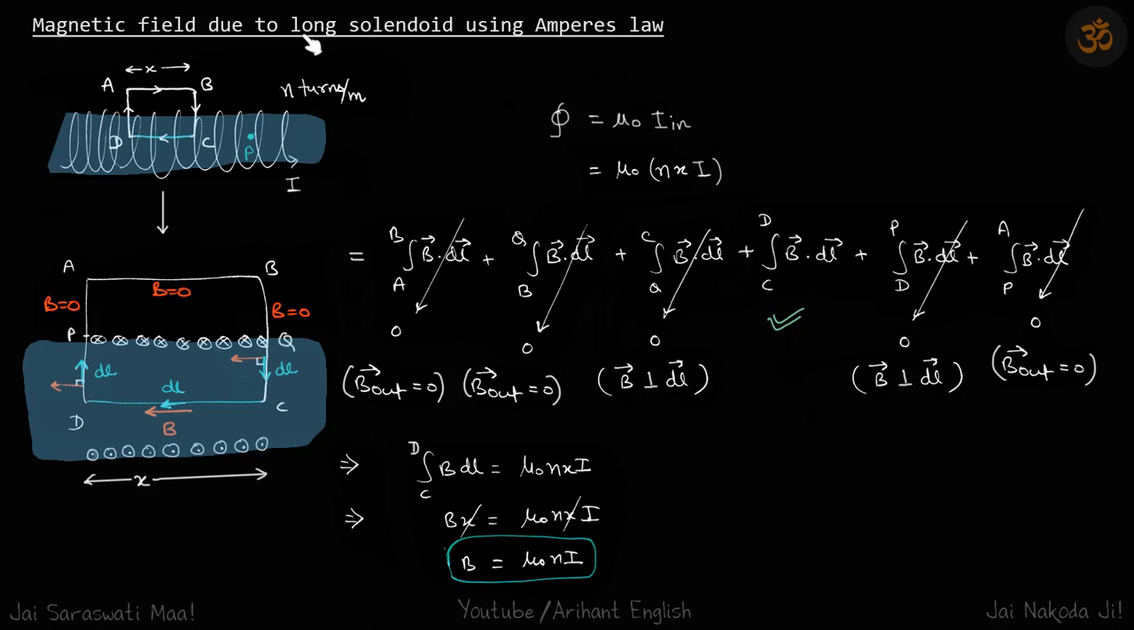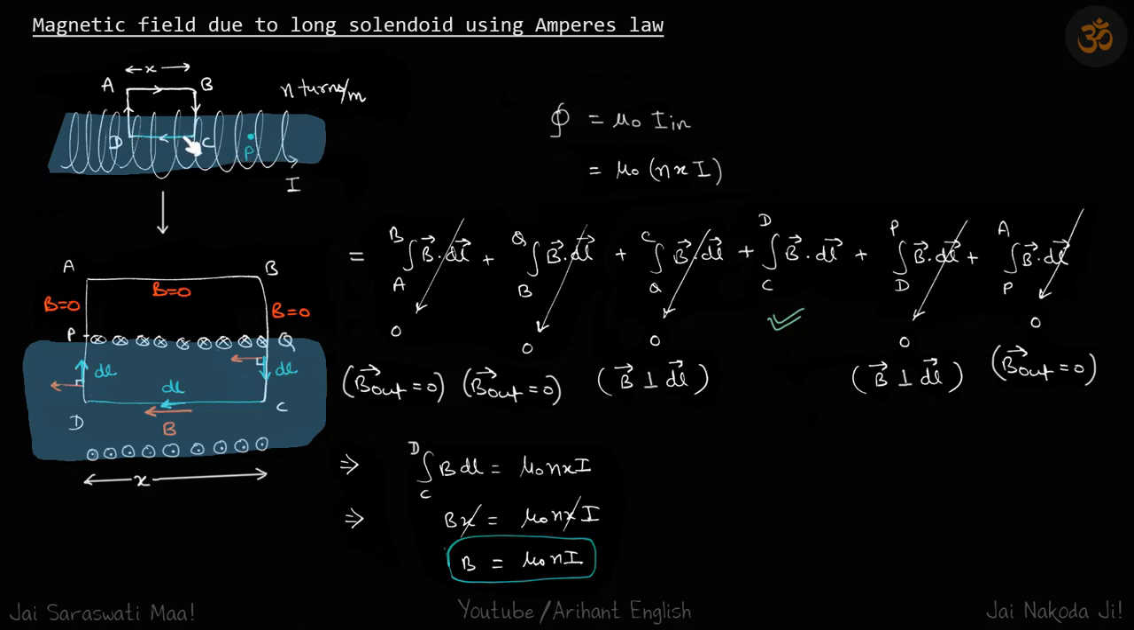Magnetic field due to a long solenoid using Ampere's law. So here we are given a long solenoid and it has n turns per meter. We are supposed to find the magnetic field at a point P which is on the axis of this solenoid.